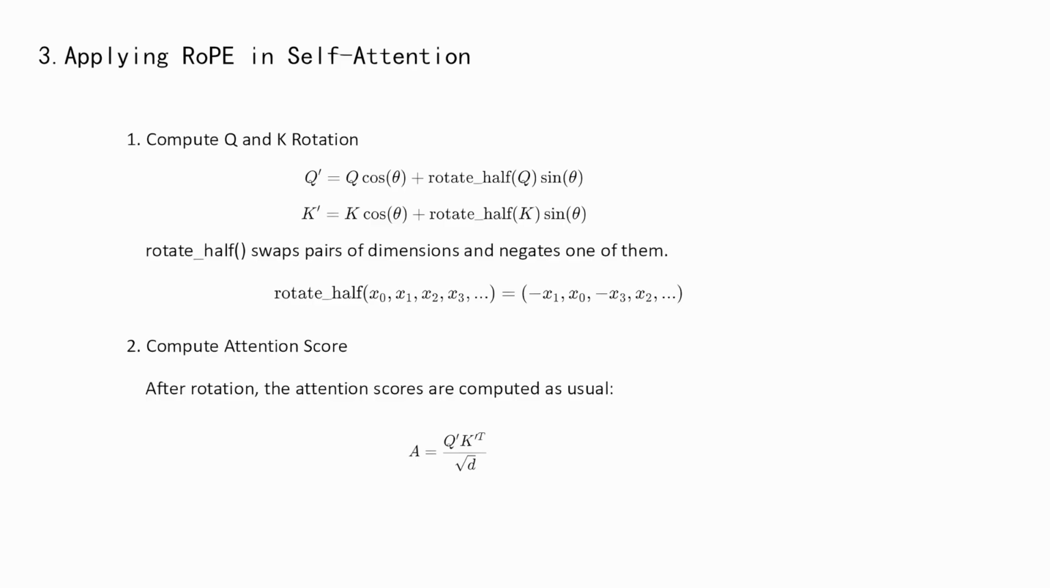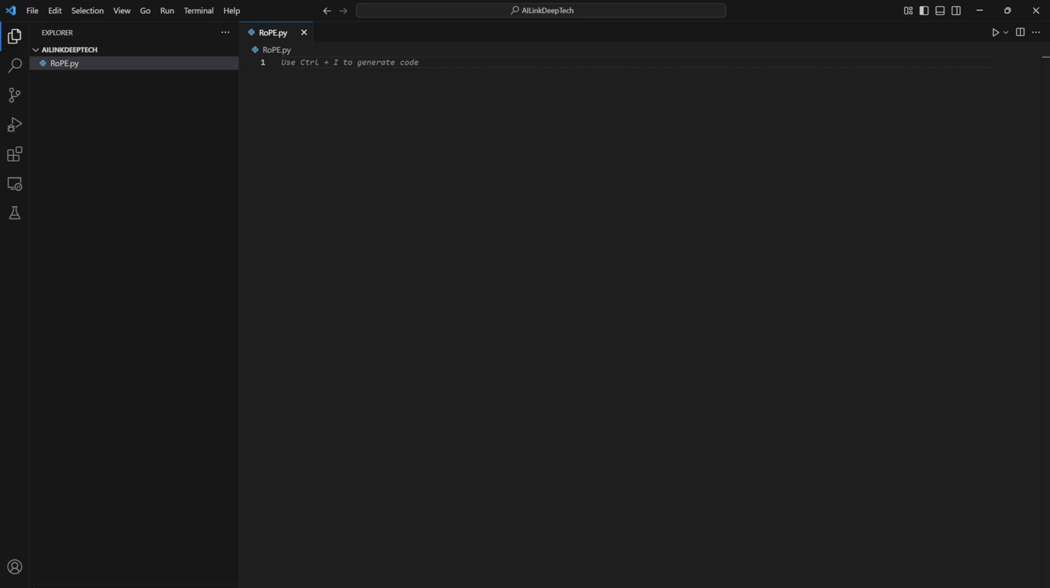2. Compute attention score. After rotation, the attention scores are computed as usual. Since rotation preserves dot product properties, RoPE ensures that the attention scores depend only on the relative positions of tokens, not their absolute positions. Now we implement the RoPE code.